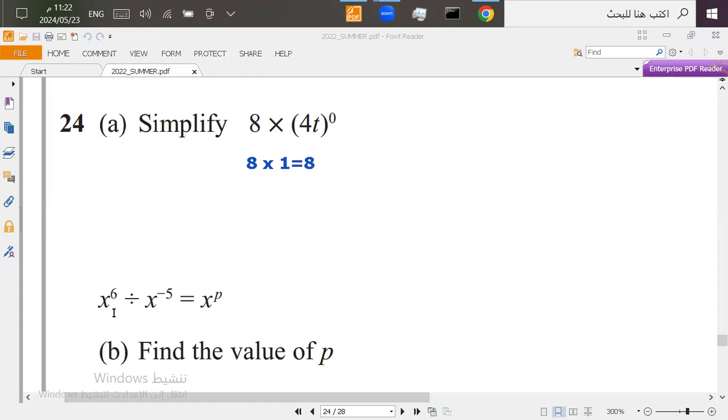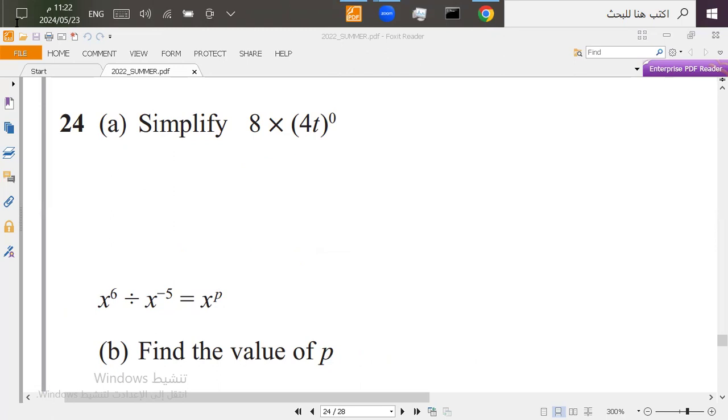Now let's come to this. x to the power of 6 divide x to the power of negative 5 equals x to the power of p. Find the value of p. So here, because we're dividing the same variables or base numbers, we're going to subtract the powers. So the powers will be 6 minus negative 5, like this. Minus minus is positive. So it's going to be 6 plus 5, and the answer will be 11. So p equals 11. So focus, when you divide, you subtract the powers on top of the variables. Now let's move on to the next question.